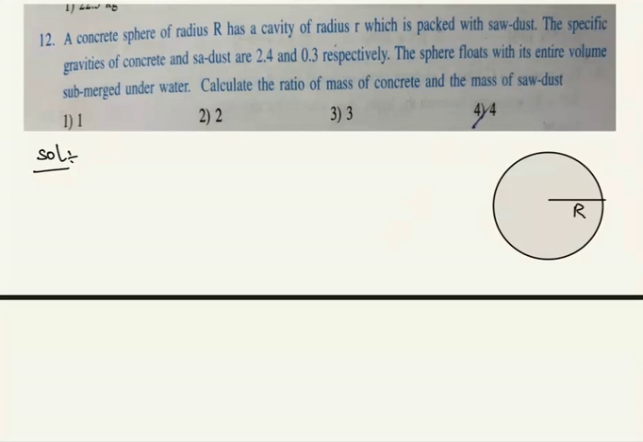And that cavity I'm drawing. This is that. Either it is concentric or whatever. Okay? But it has a cavity inside it. And that cavity has a radius small r. Okay. And it is filled with sawdust. That cavity is filled with sawdust.